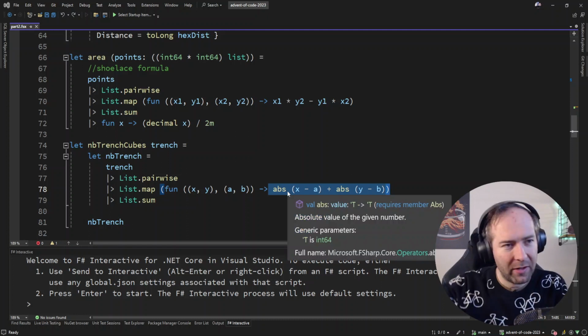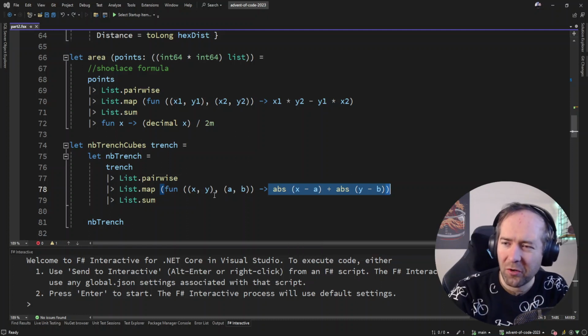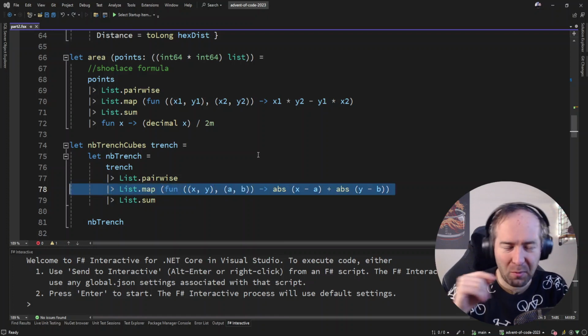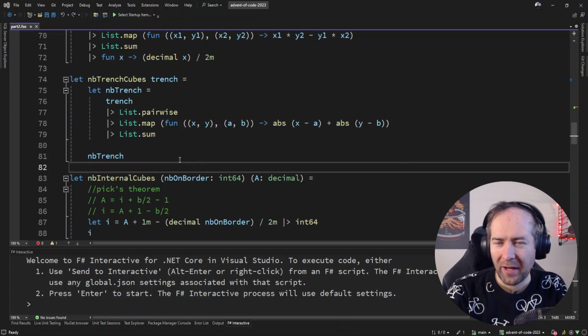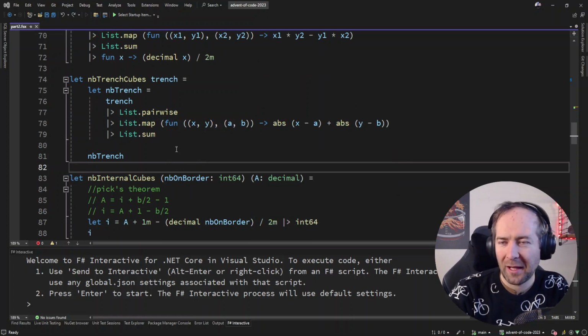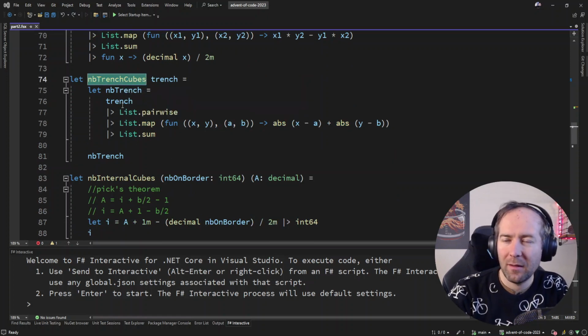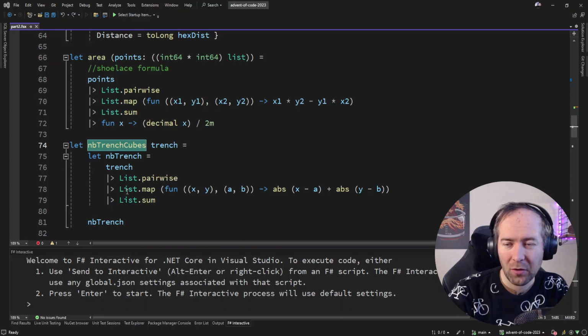You could also generate them. For part 1, you could generate all the nodes on the edge, but I don't think you could for part 2. So for part 2, you kind of have to do it this way, I think. Or you don't have to, but your CPU will like you better. That's a function to calculate the number of cubes on a trench.